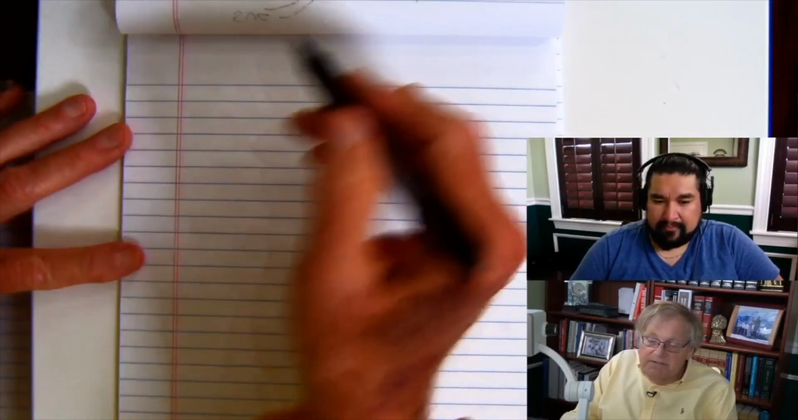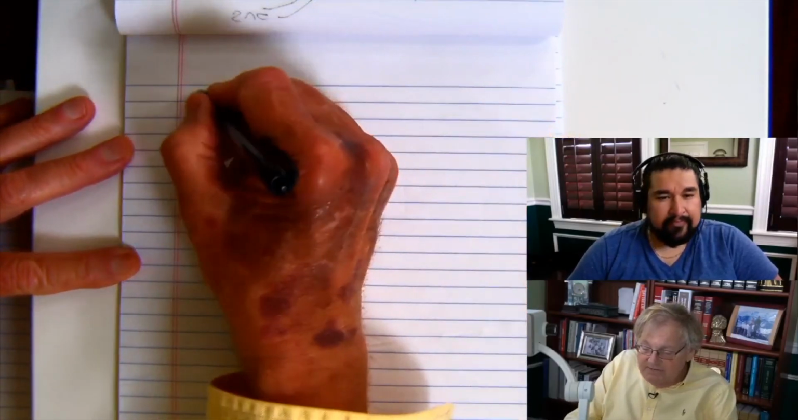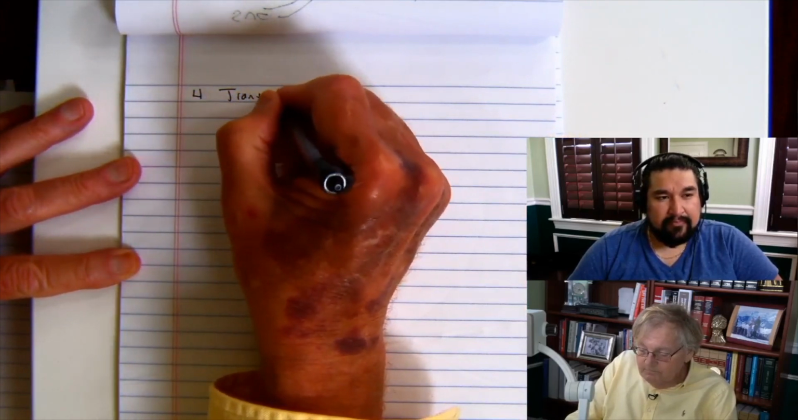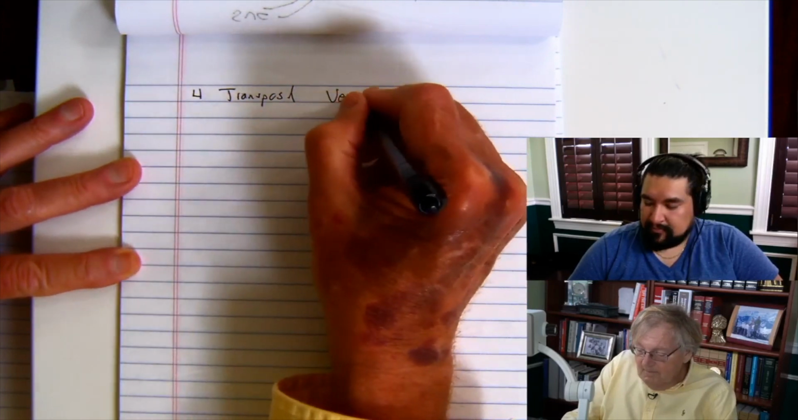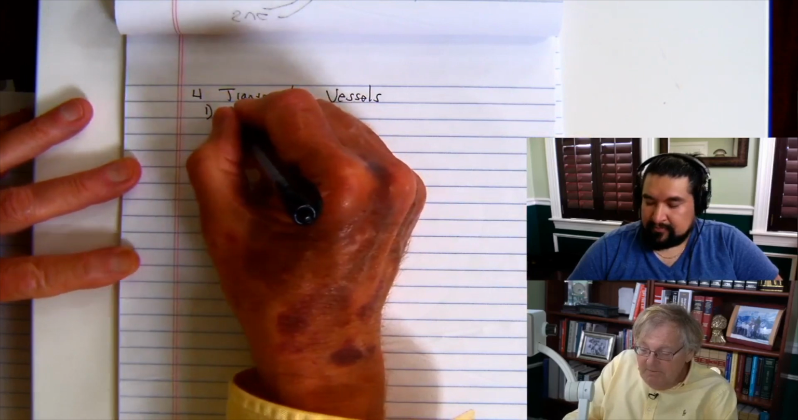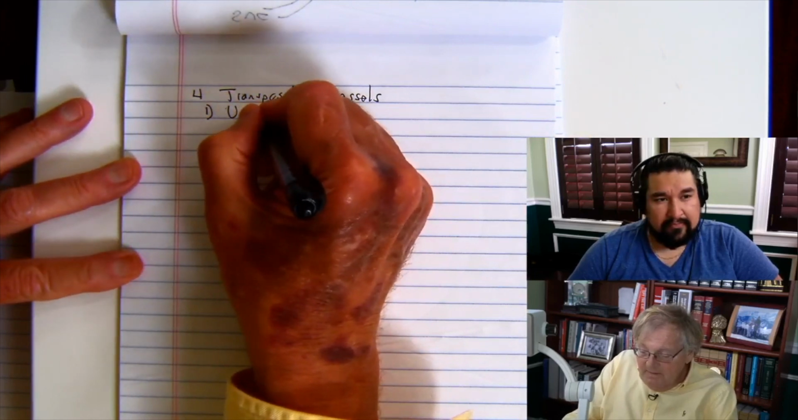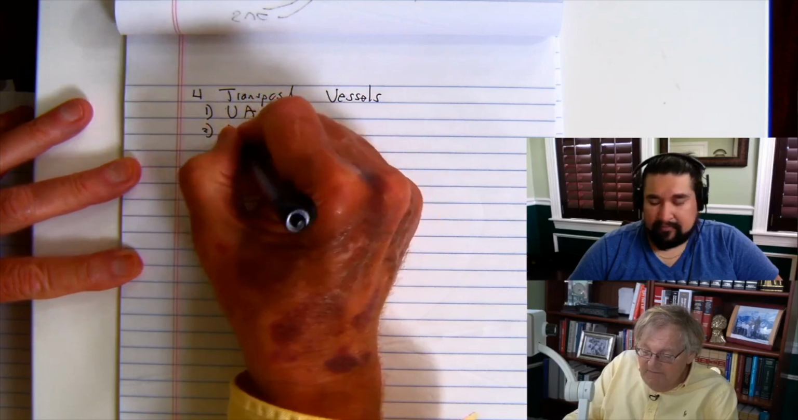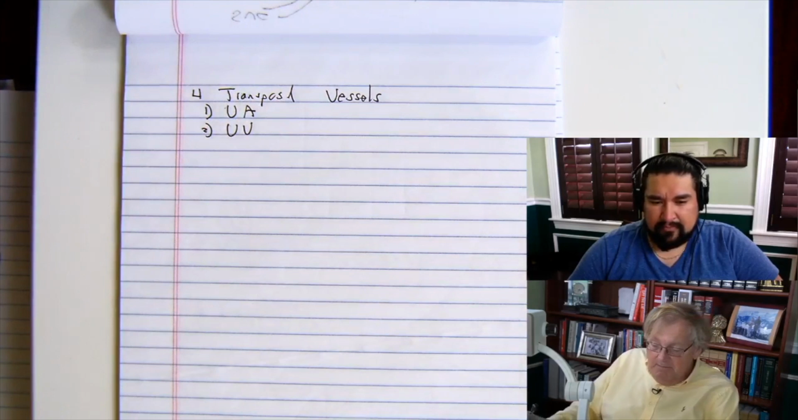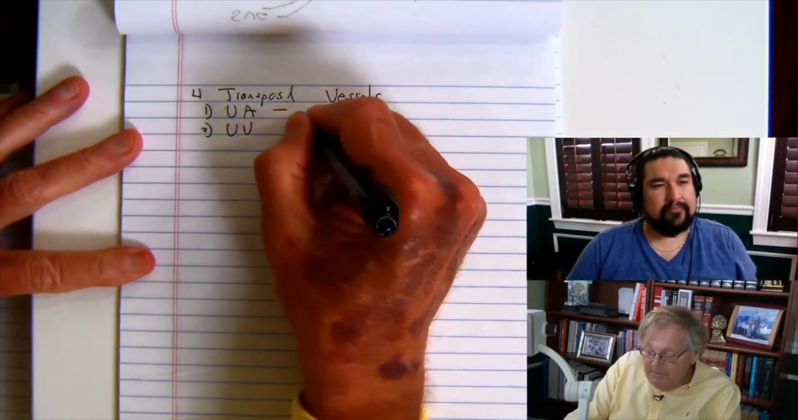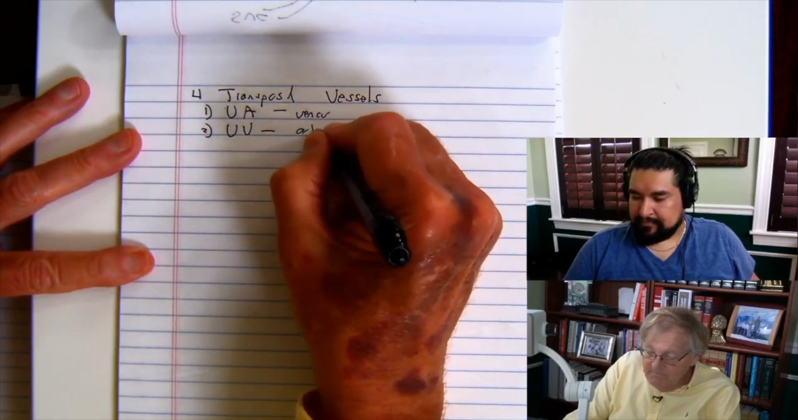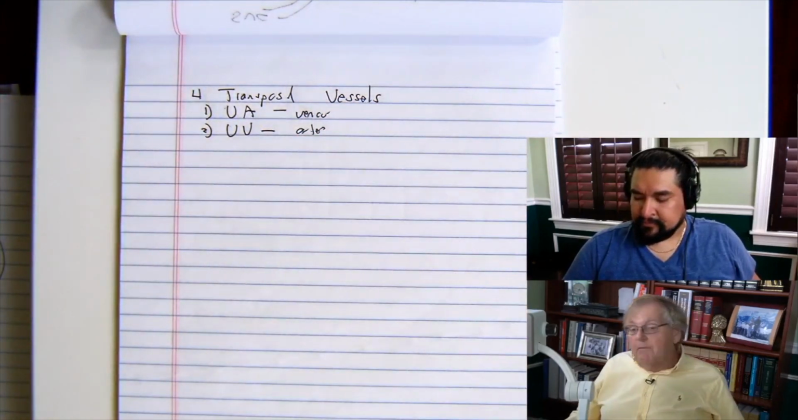I said that there are actually 4 transposed vessels. Well, we know that 1 is the umbilical artery, and 2 is the umbilical vein. Whether they're umbilical arteries or veins depends on how many you have. Remember, that means this artery has venous blood, and this is a vein that has arterial blood. So we've got 2 of them done. Now we've got 2 more.